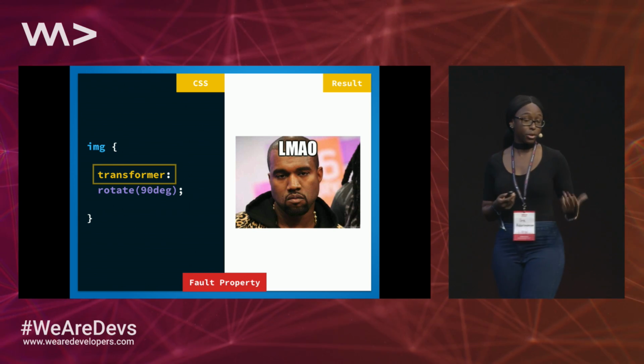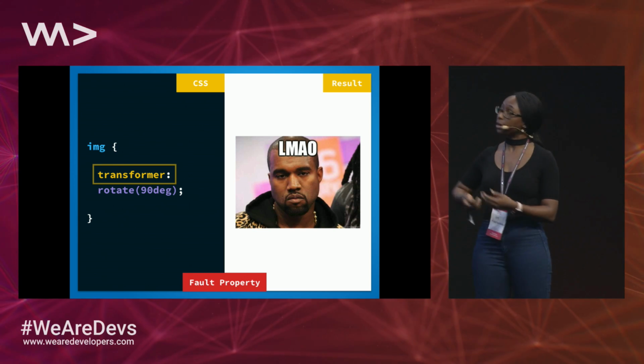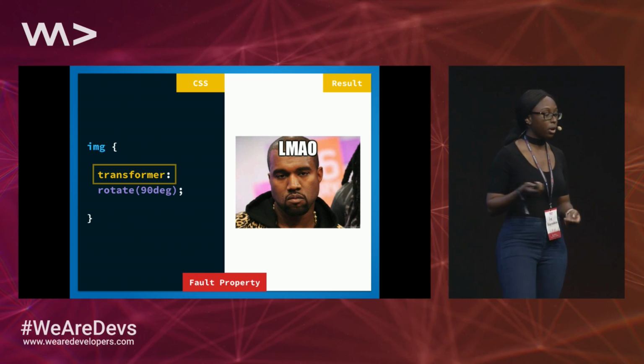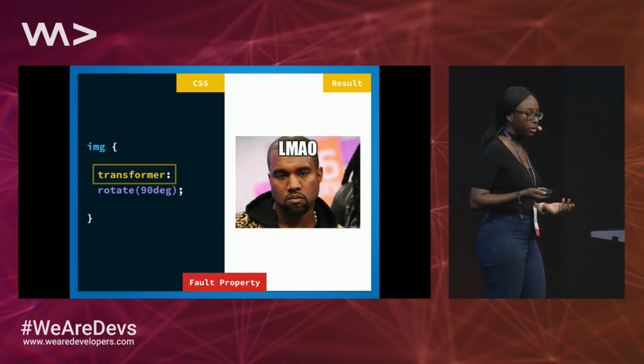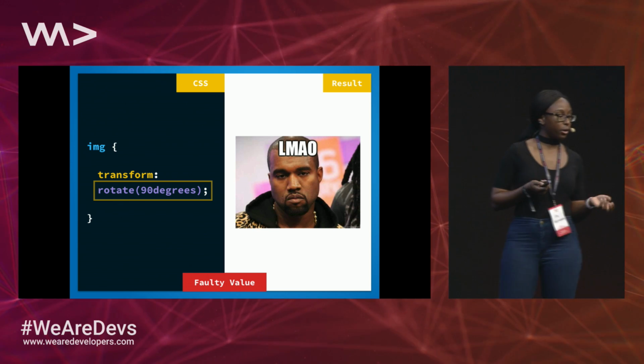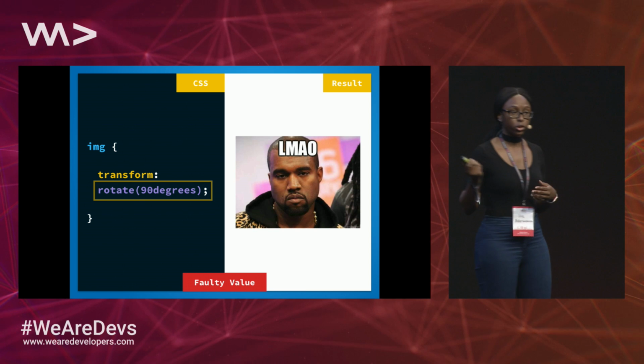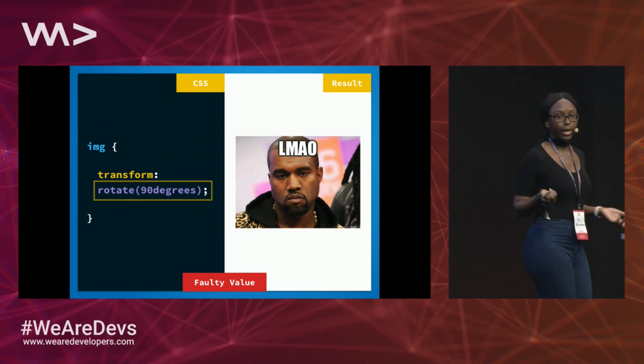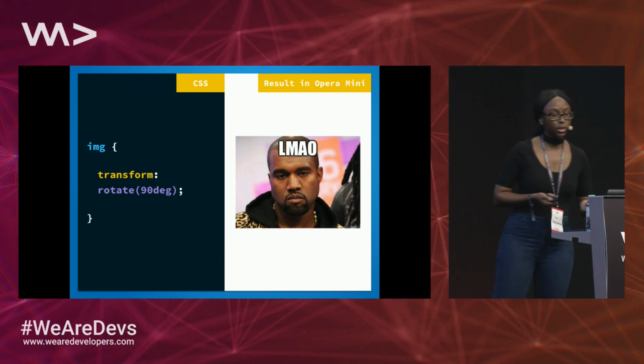Again, what happens when we have a faulty property? So here, instead of transform, I wrote transformer. And again, nothing happens. And then finally, what happens when we have a faulty value? Again, instead of 90deg, I wrote 90 degrees. Again, obviously, as you know, nothing happens.